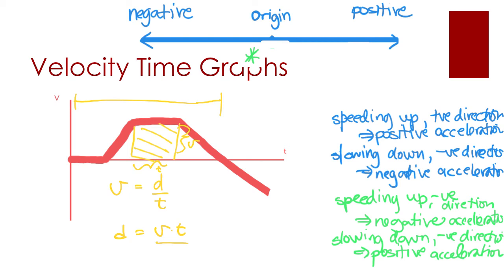Now, one other thing. This first part here was all moving in the positive velocity, moving in the positive direction. So that entire section there was moving to the right according to my number line at the top. If we look over at the next part here, all of this was moving with the negative velocity. So it's moving to the left in the negative direction.